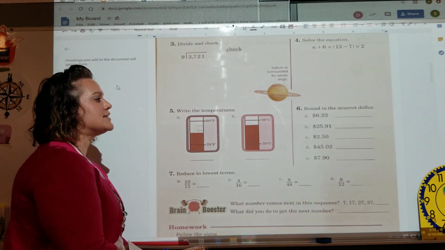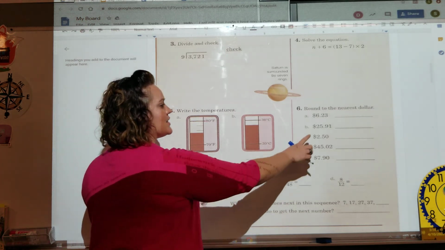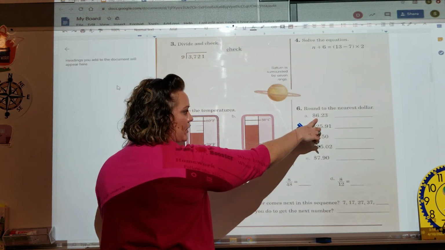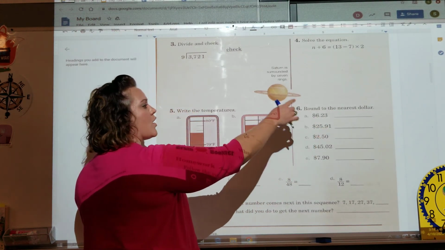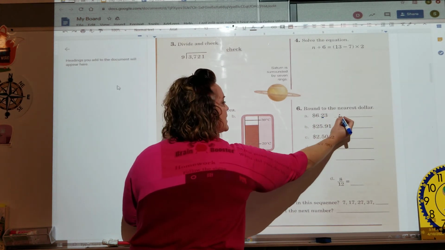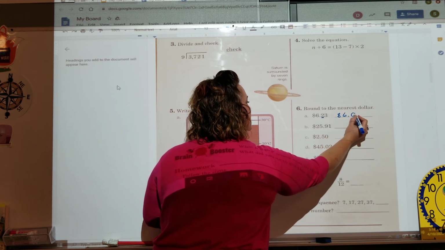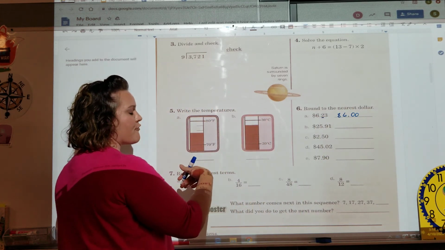So looking at $6.23, are we going to round the 6 to itself and make this a 0, or are we going to go up to 7? Well, we need to look at that 2 right there. That tells us that we would stay at $6 because 2 comes before.